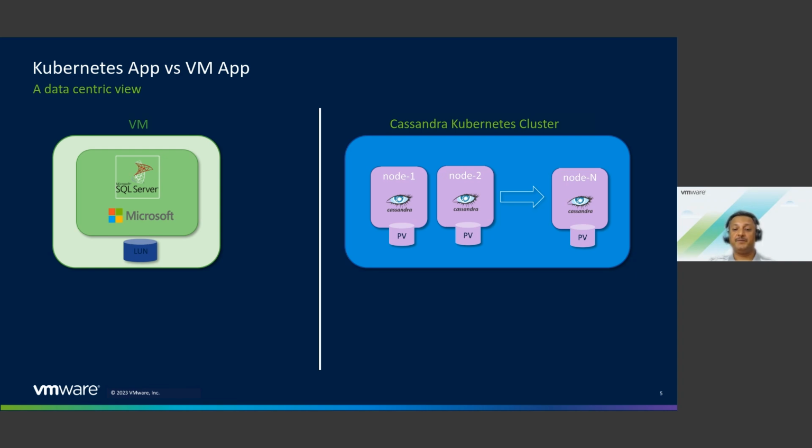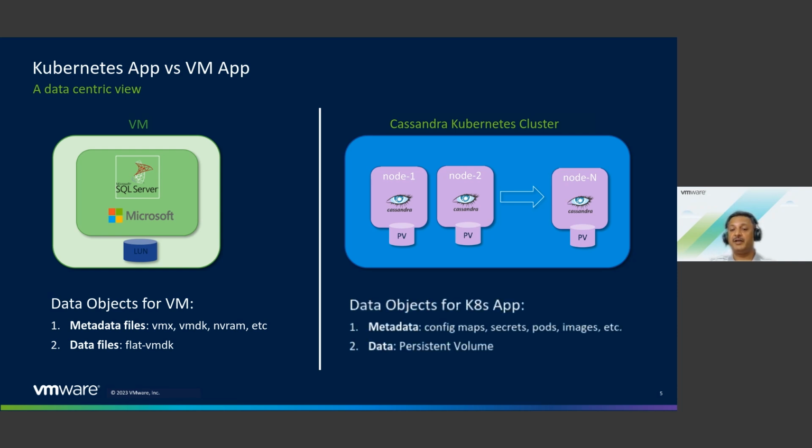So if you see what the data objects for a VM are, in the virtualized environment, they are mostly the VMX file, VMDK file, or your flat VMDK files for data. But in the case of Kubernetes, there is a lot of metadata information: config maps, secrets, pods, images, as well as persistent volumes. So the construct of the application is different.